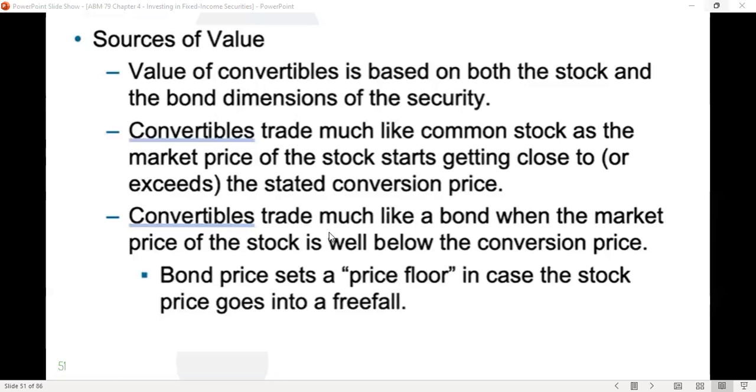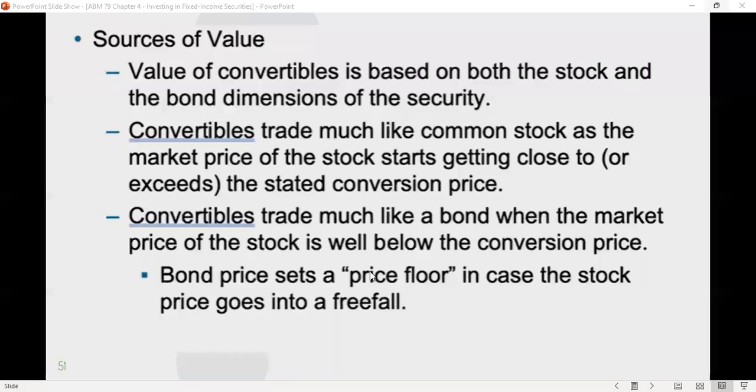So convertibles trade much like a bond when the market price of the stock is well below the conversion price. So mas nice siya kung ang iyahang price kay mas below sa conversion price. So bond price sets a price floor in case the stock price goes into a free fall. So if possible, I have a trade if the conversion price is low. Mas preferred, let's say for example, 300,000 conversion price. So probably say mo 1 million or 5, at least 3% advantage.